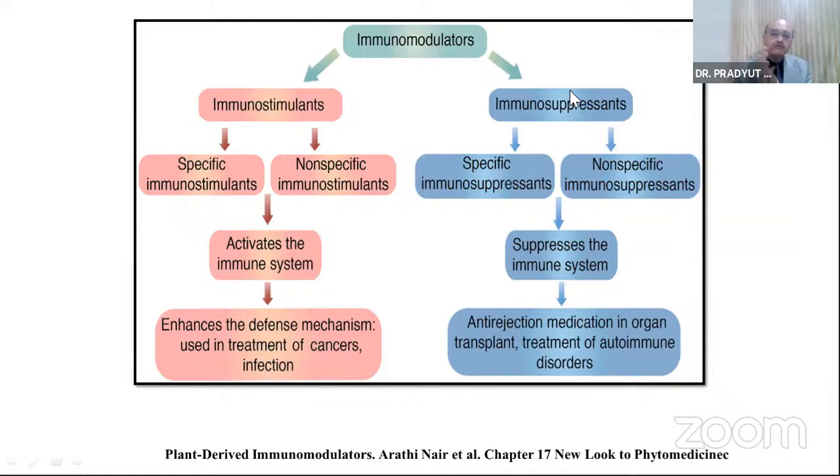Coming to the other group, the immunosuppressants, again, they can be specific immunosuppressants or non-specific immunosuppressants. Their job is to suppress the immune system where there is a hyperactivity of the immune system, as for example we have seen in the recent COVID pandemic resulting in cytokine storm. And this is used as an anti-rejection medication, mostly in organ transplantation and also in the treatment of certain autoimmune diseases where they have a high amount of immunity. So we need to suppress the immunity for some time. So these are the two actions of immunomodulators.